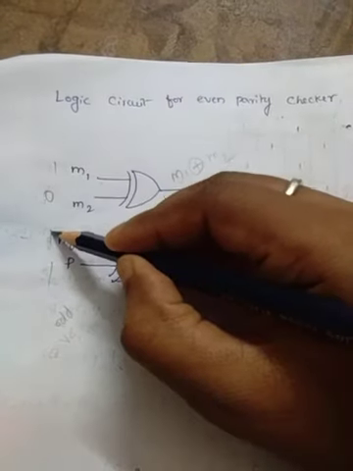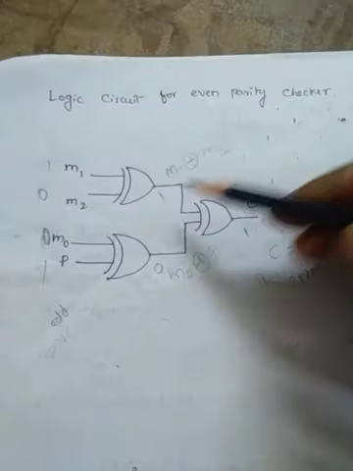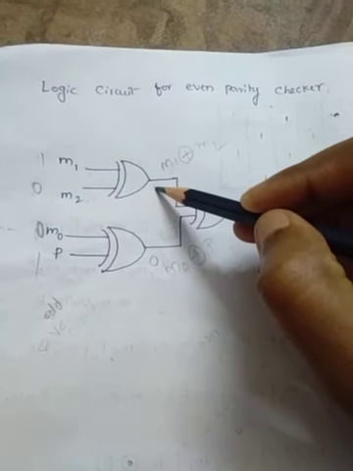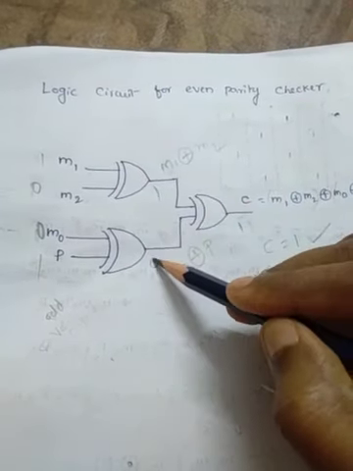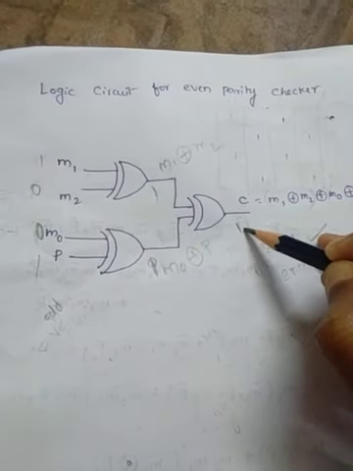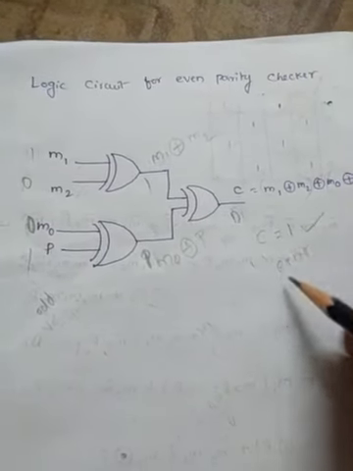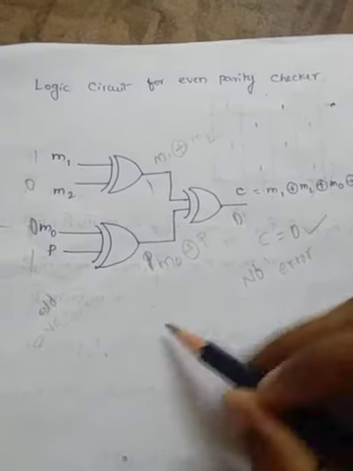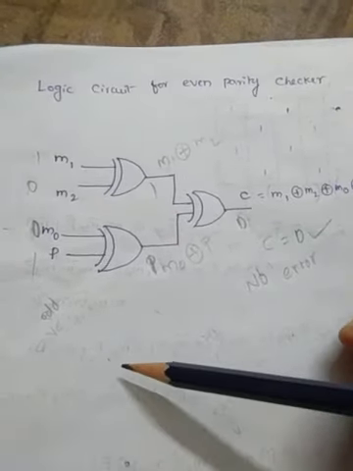For example, take 1 0 0 1. For this case the output of this XOR gate is 1, and for this also 1. So 1 1 means the output of this last XOR gate is 0. So C equal to 0 represents there is no error in the received data.